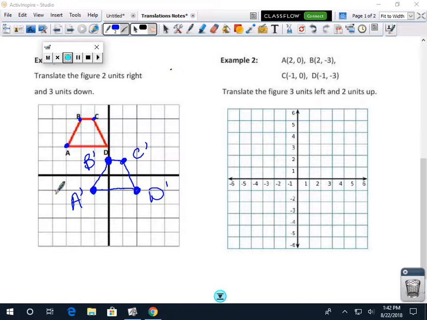All right, so in example 2, the pre-image that they give us are simply just the coordinates of the picture. So I'm going to graph my pre-image, and then I'll translate. So A is at (2, 0).